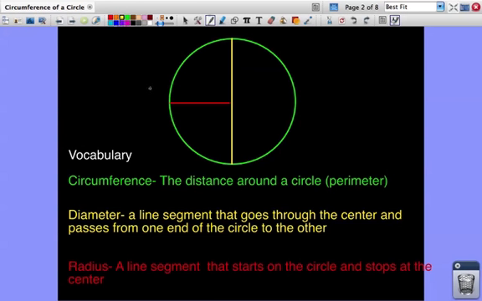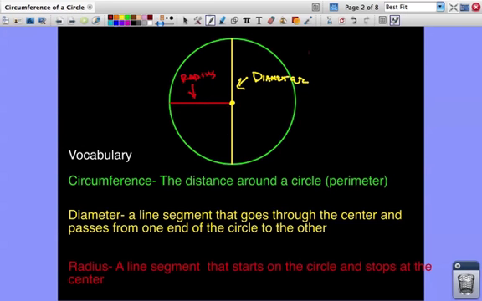what the radius is. Now the diameter is a line segment that goes through the center of the circle, so let's say this is the center right here, and passes from one end of the circle to the other. So this yellow line right here, this is your diameter. Now, this red line right here is the radius, because the radius is a line segment that starts on the circle and stops at the center. So it's really just half of the diameter. So here's your radius. The diameter goes all the way through from one end of the circle to the other, and the radius goes from one end of the circle and stops at the middle. So it's half of the diameter.